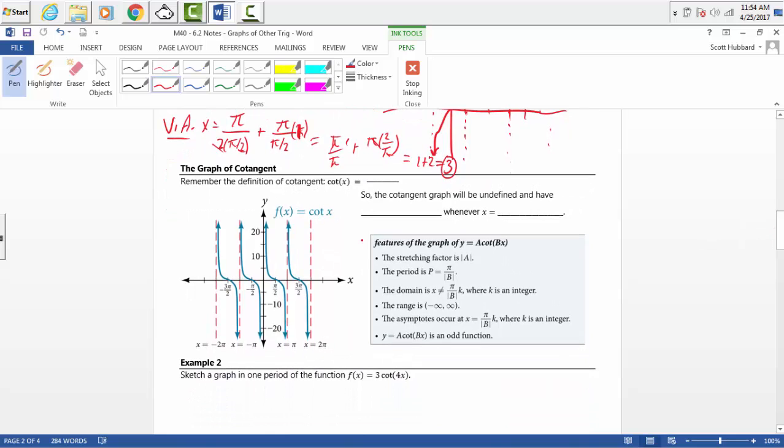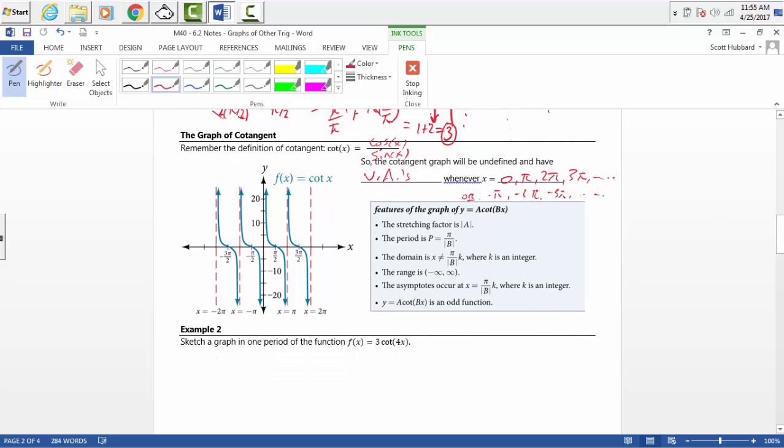Cotangent looks the same as tangent, except it's flipped. It's a left-right flip, okay? And that's because cotangent is defined as cosine over sine. And so these have this shift. So the cotangent graph will be undefined and have vertical asymptotes whenever x is equal to 0, pi, 2 pi, 3 pi, etc. Okay, or negative pi, negative 2 pi, negative 3 pi, etc.